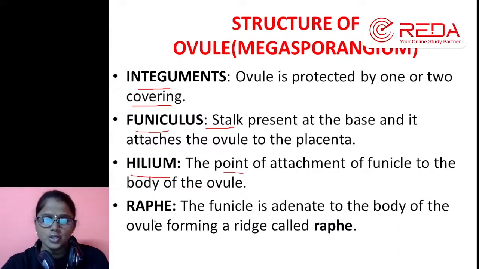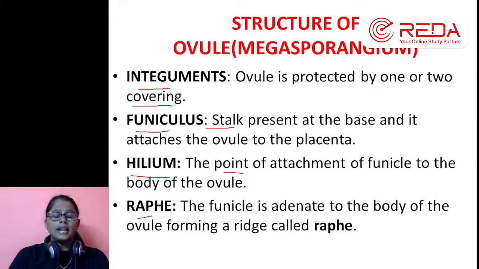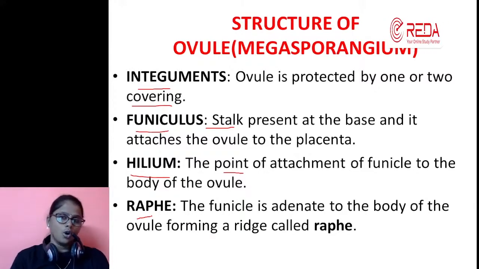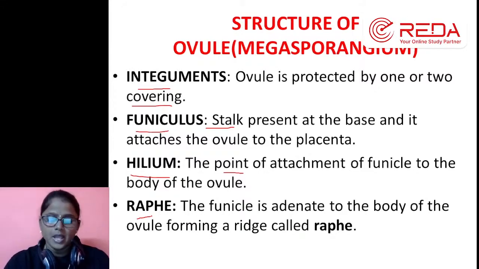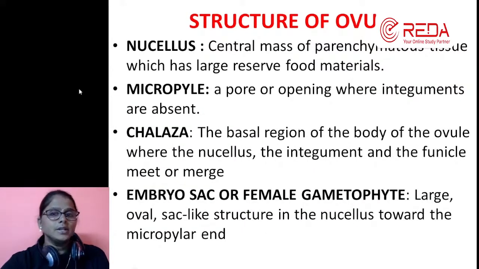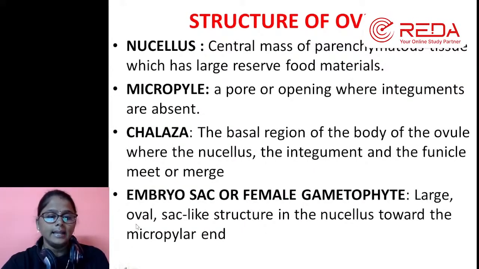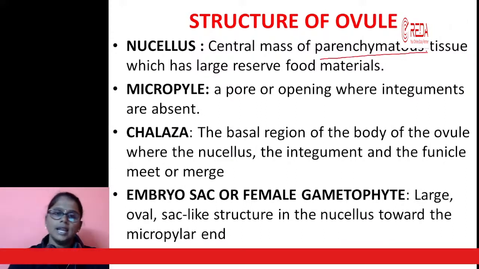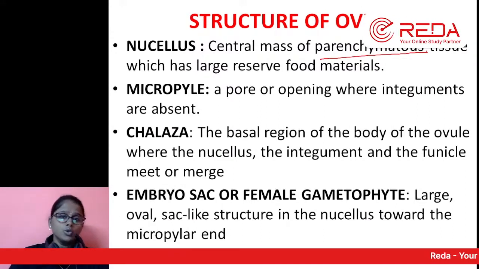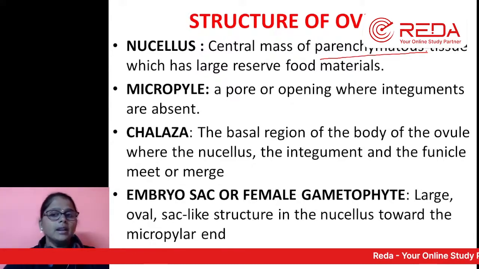And raphe, I told you that the funicle is adherent to the body of the ovule, that forms a rigid structure which is called a raphe. And nucellus, I told you, is actually the central mass of parenchymatous tissue. What is the name of the tissue? They may be asking you in a one word question. So parenchymatous tissue is the nucellus.